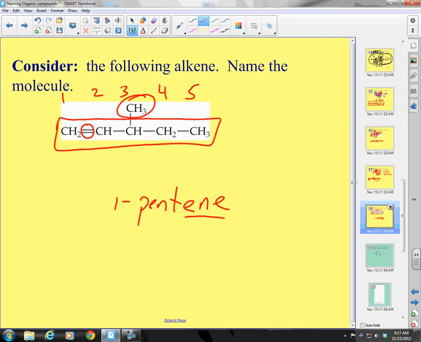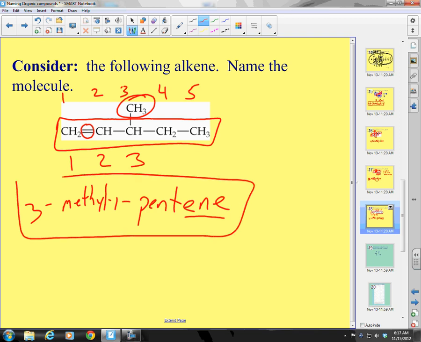I've got a branch. The branch is on the 1, 2, 3. So I'm going to have a 3 what? What kind of branch is that? Methyl. I have a 3-methyl-1-pentene. There you go. That's about as hard as I'm going to get.